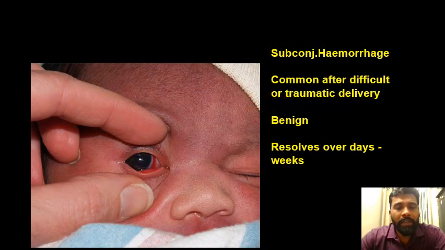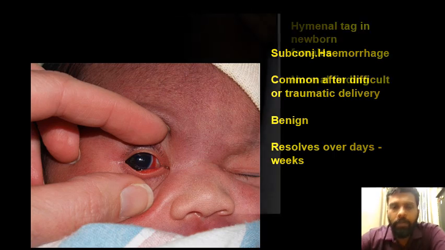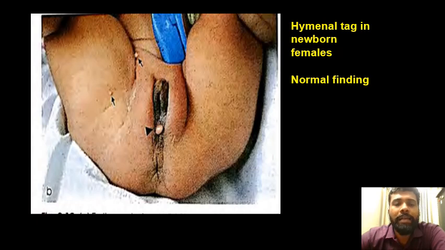This is subconjunctival hemorrhage, another common finding, especially during stressful or traumatic deliveries. It is a benign finding. It resolves over days to weeks. The parents can be reassured. No other treatment is necessary. This is a hymenal tag, which is seen only in female newborns. It is a normal finding, but parents can be very anxious. Only reassurance is necessary.